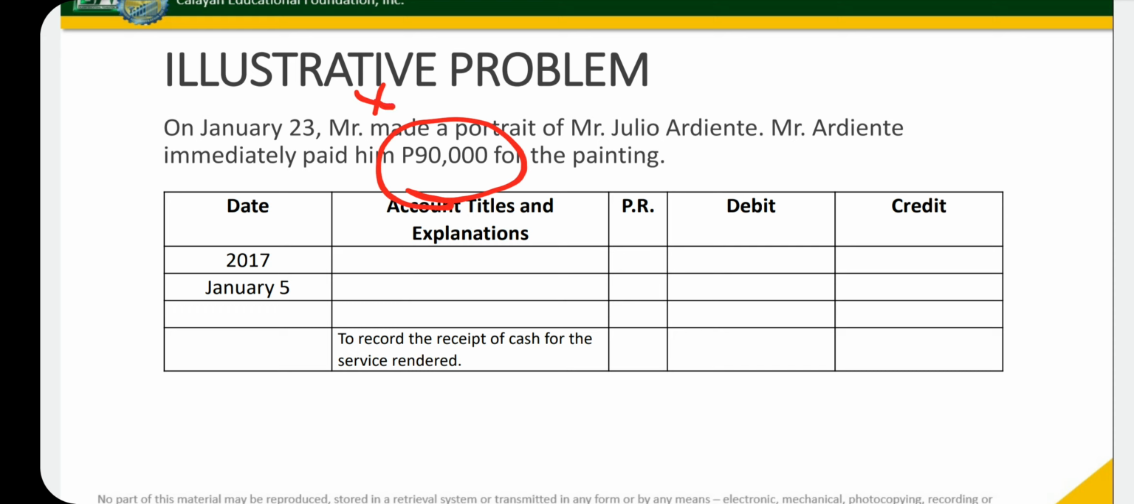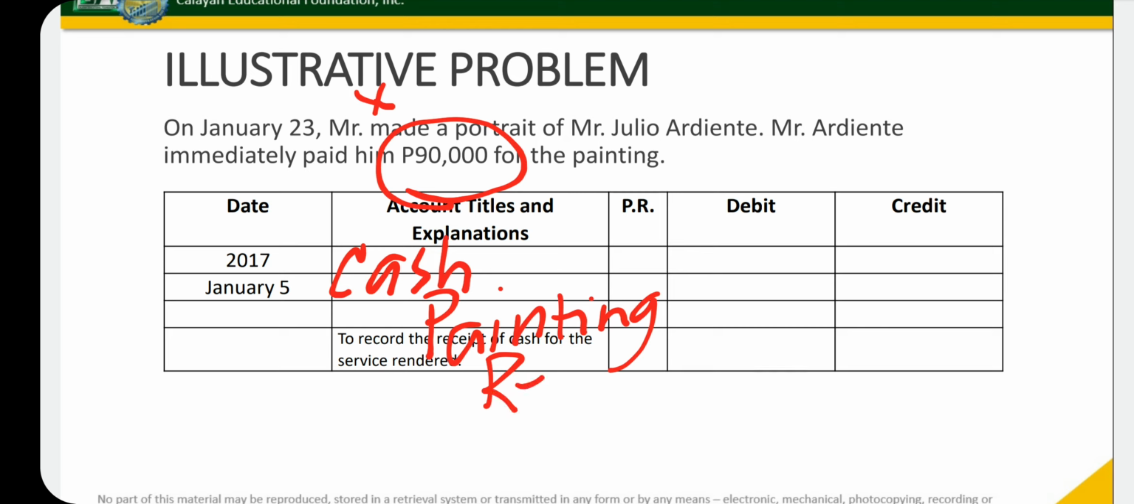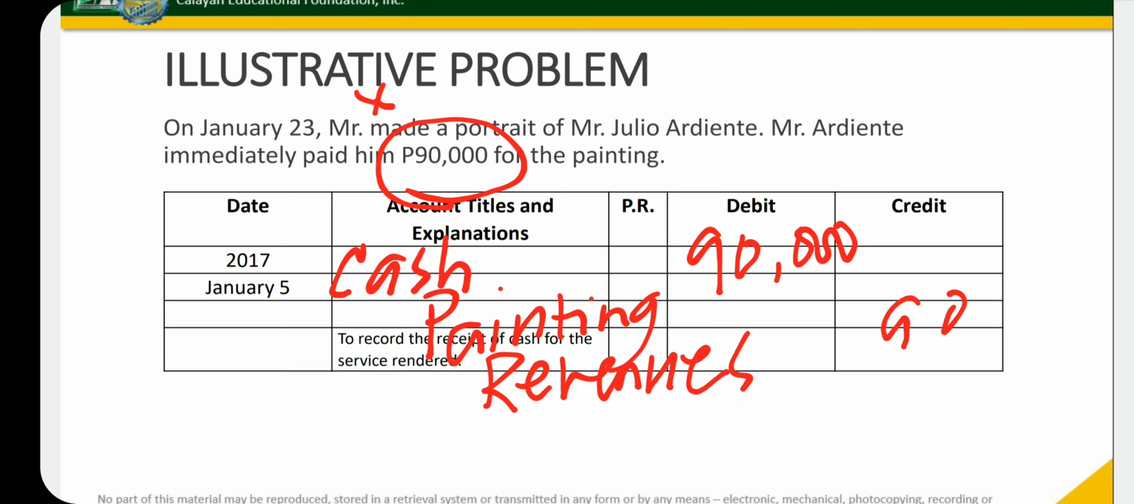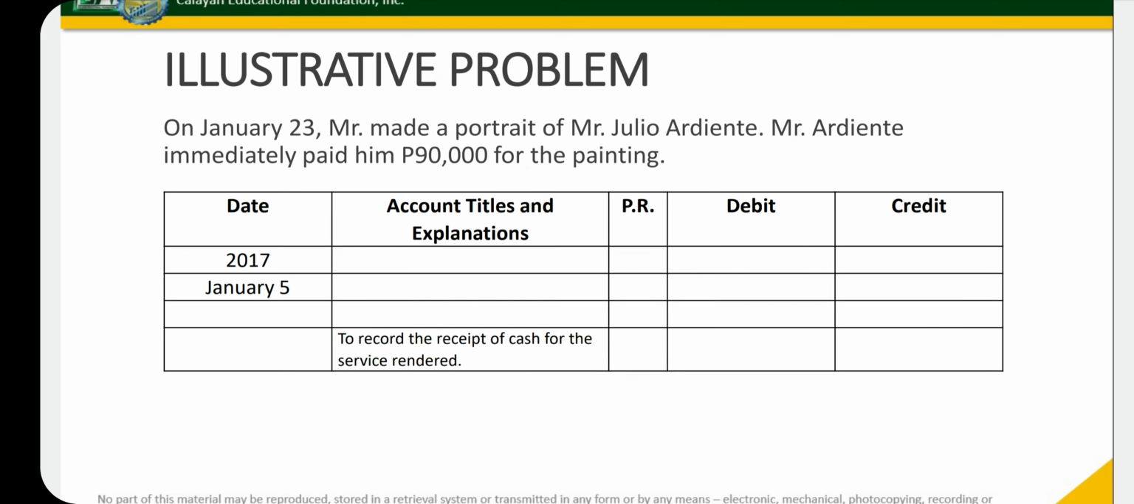Okay. So, in this case, in the books of Mr. X, we need to debit cash and credit it to painting revenues. Ma'am, may revenue na. Oo, di ba nakagawa na siya ng portrait. And pagkagawa niya ng portrait, binayaran na rin siya kaagad ni Mr. Julio Ardiente. So, we need to debit cash in the amount of 90,000 and credit painting revenue 90,000.